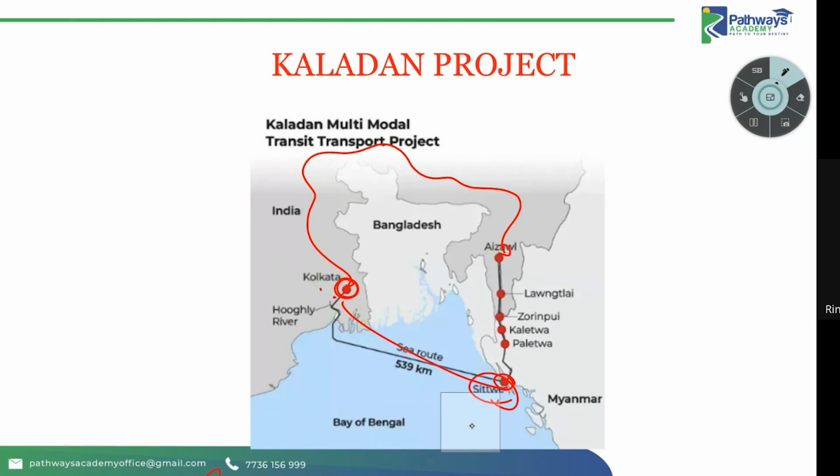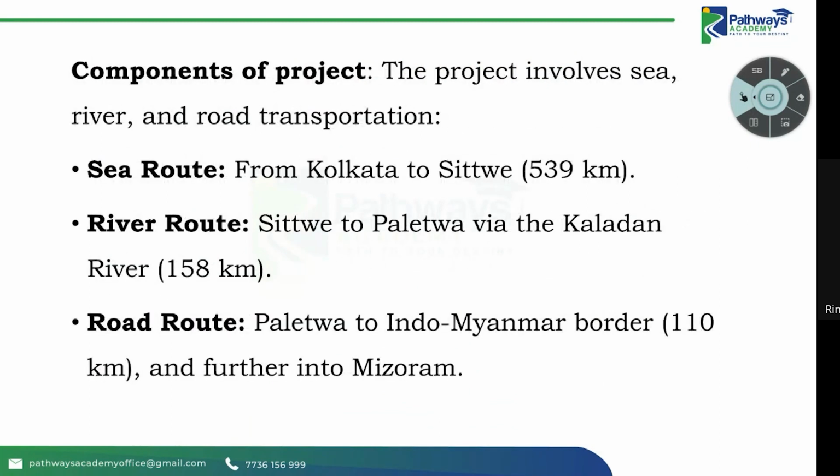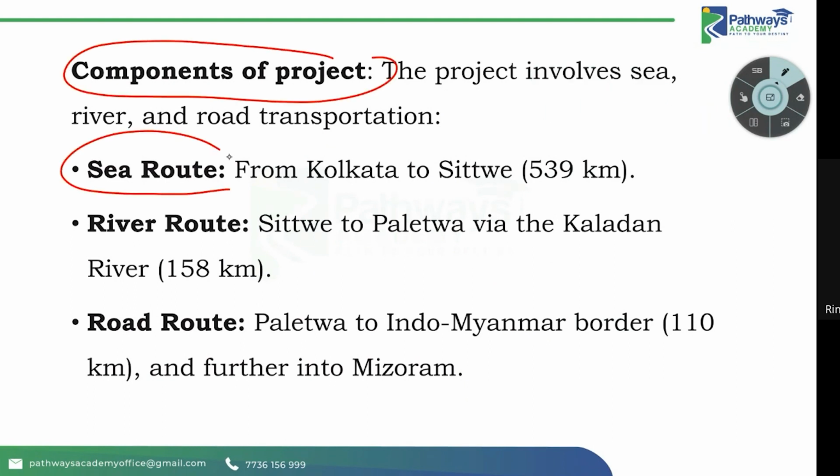Then next is the river route. The river route connects Sittwe to Paletwa through the Kaladan River. Then Paletwa to Mizoram through the road route. I will show you the route. Please write it down. First, the components of the Kaladan multi-modal project. First is the sea route.